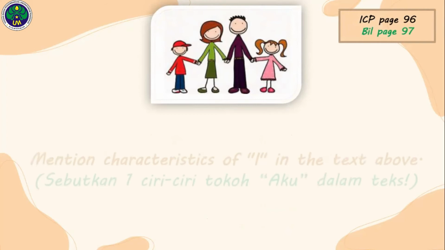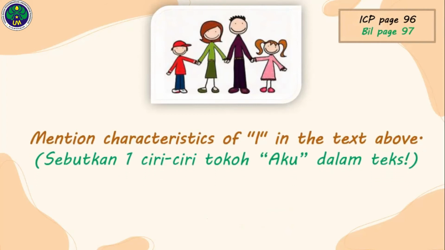Okay, so next, for ICP, open page 96, and for bilingual, open page 97. Now mention characteristics of I in the text above. Sebutkan satu ciri-ciri tokoh aku dalam teks. Remember, which one is I? Yang manakah tadi yang ditunjukkan dengan kata I atau aku? Nah, anggota keluarga yang manakah?